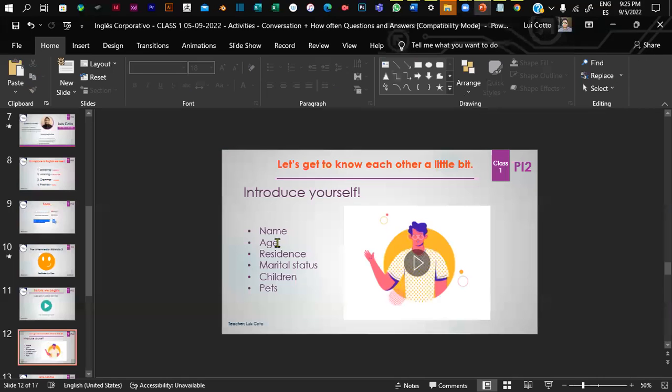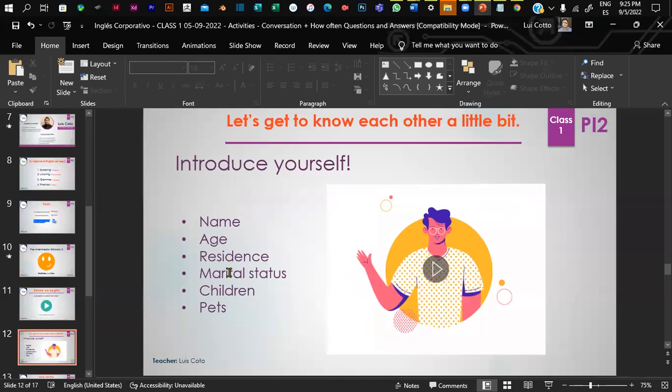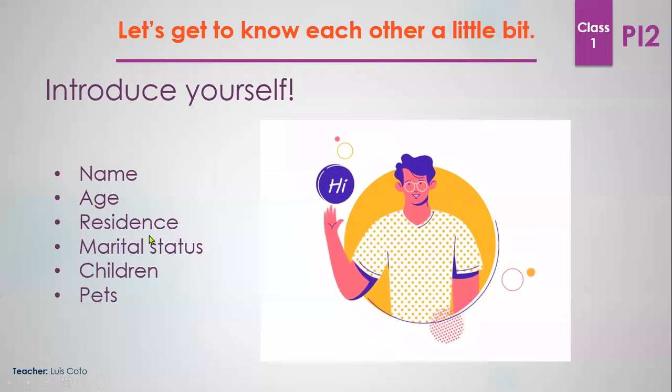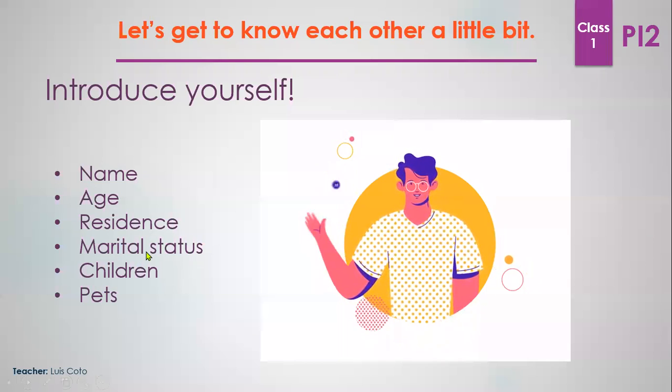Residencia. Okay. I live in. Perfect. Yes. I live in Sonacatepeque, San Salvador. Okay, good. Next. Marital status.